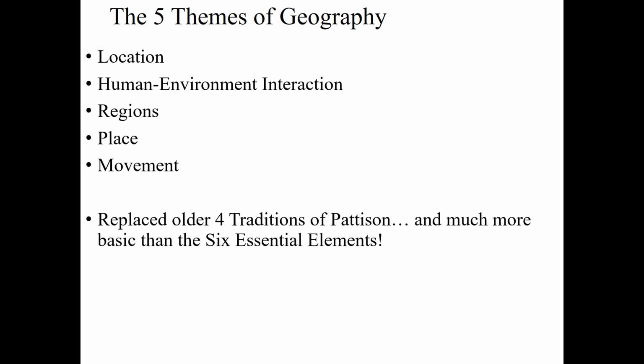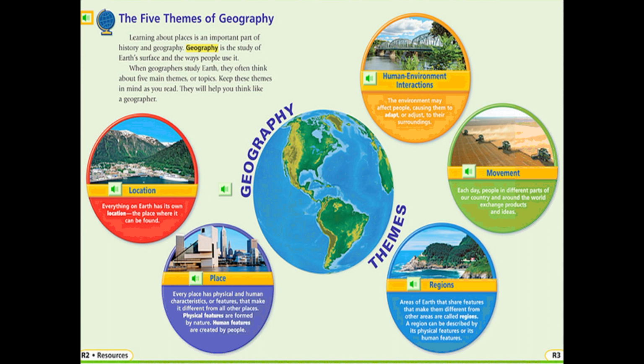A long time ago, geographers used to have these 4 geographical traditions by a guy named Pattison. Those became out of vogue. Nowadays, the new geography standards from the National Geographic Society talk about the 6 essential elements of geography. They are trying to replace those 5 themes, but generally speaking, the 5 themes are still pretty much the gold standard for how geographers think and how they do their practice. And again, here's a little visual of the 5 themes.